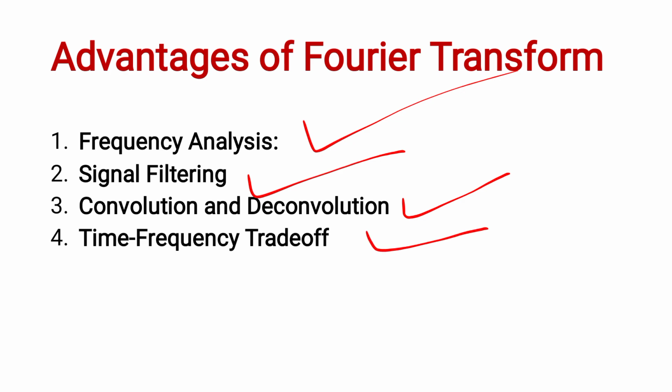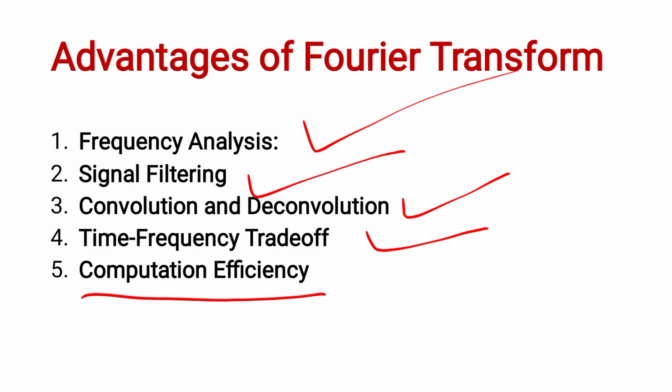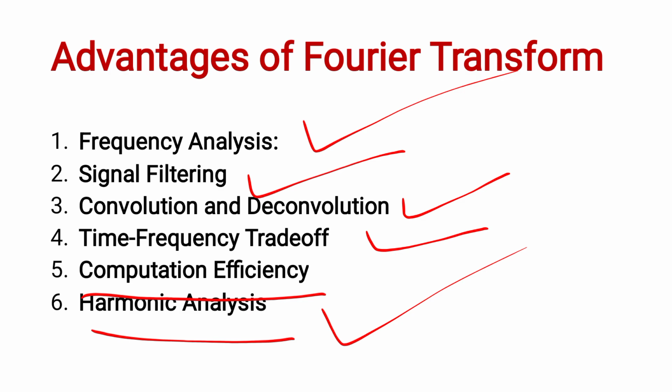Next, time-frequency trade-off. In order to do a trade-off between the time and frequency domains, we use the Fourier transform. And the fifth one is computational efficiency. The frequency domain signal has more computational efficiency and more speed than the time domain signal. That means when we convert the signal into a frequency domain signal, we can do more operations within less time. That is, computational speed and efficiency are also good in the frequency domain. And harmonic analysis. In order to do harmonic analysis also, we use the Fourier transform.